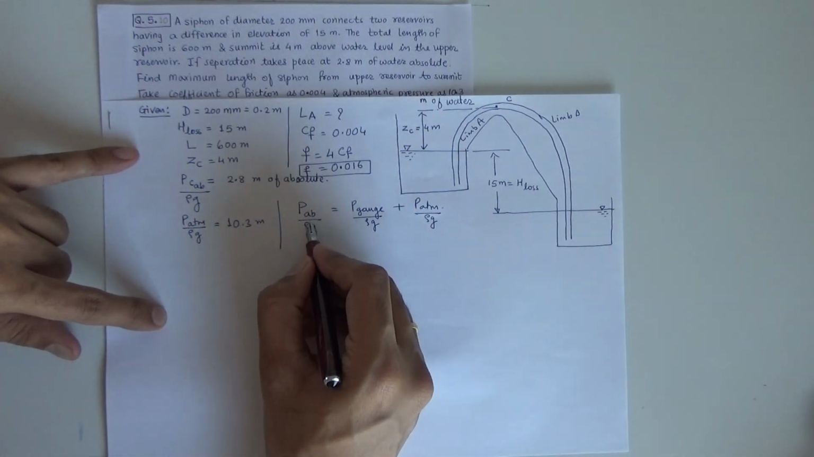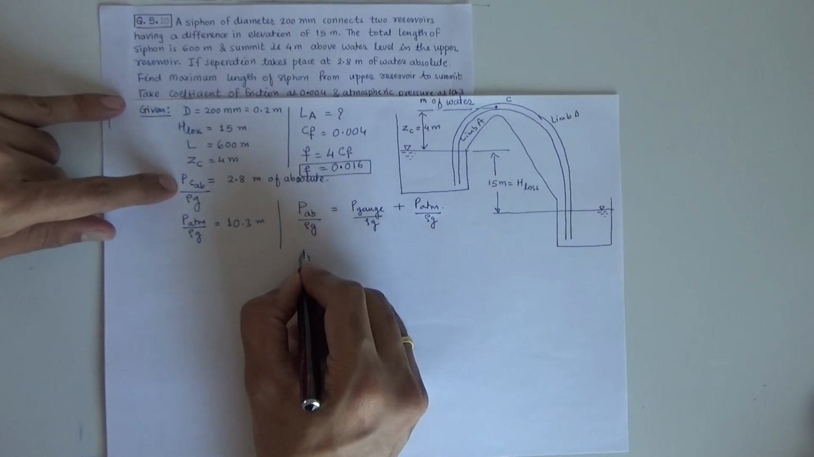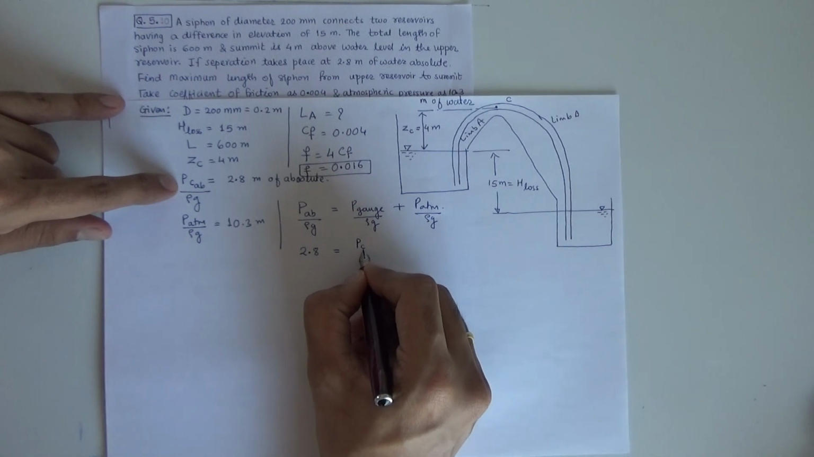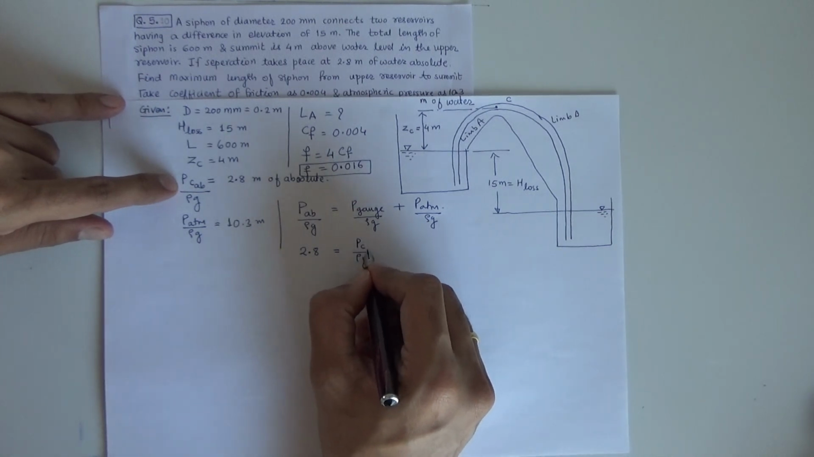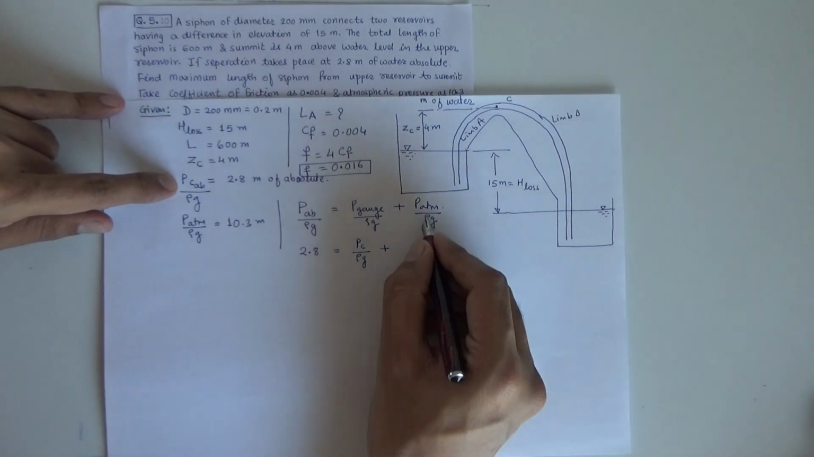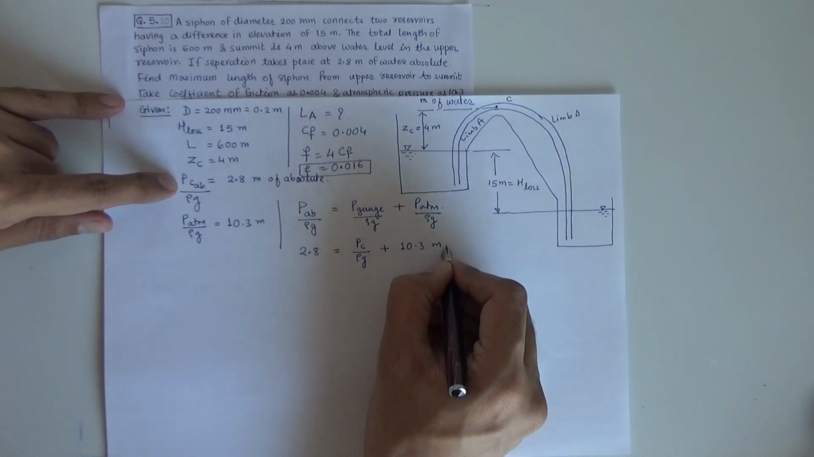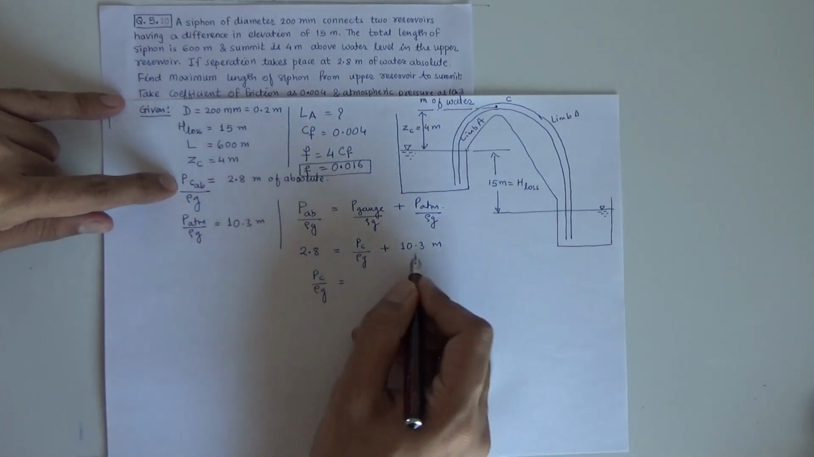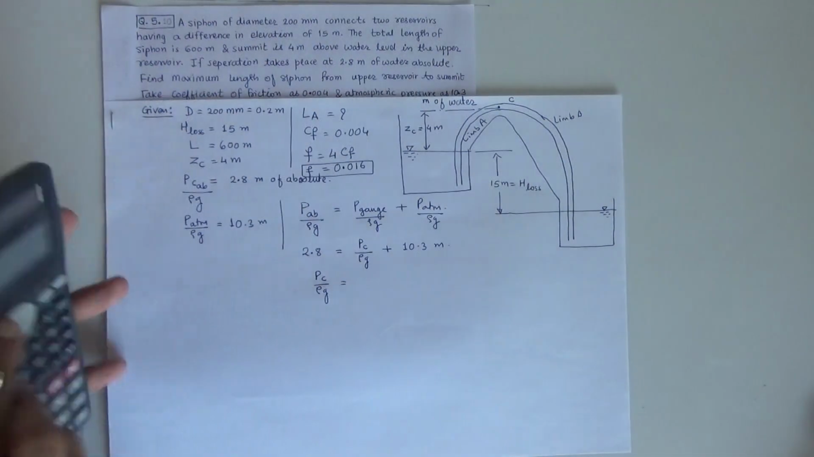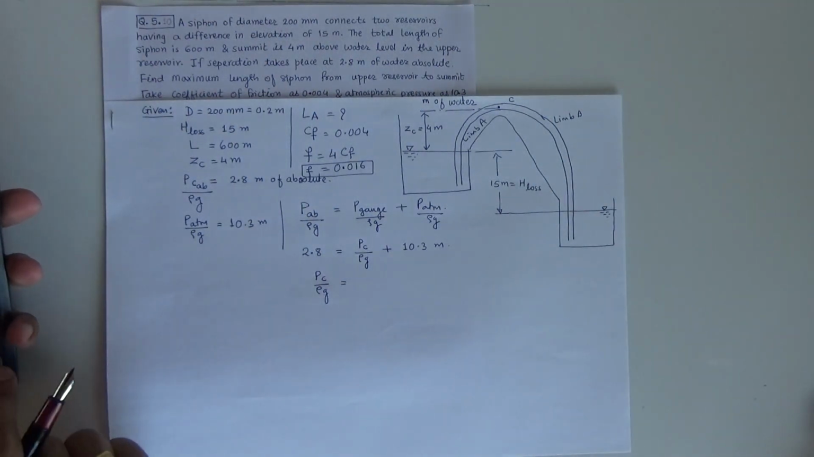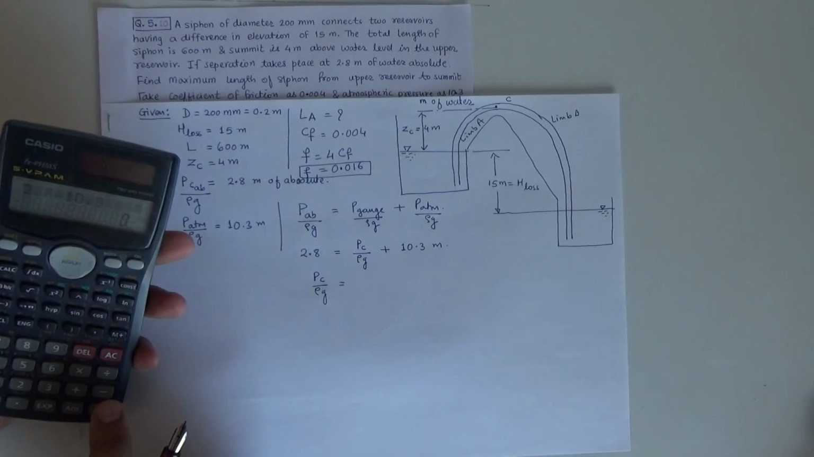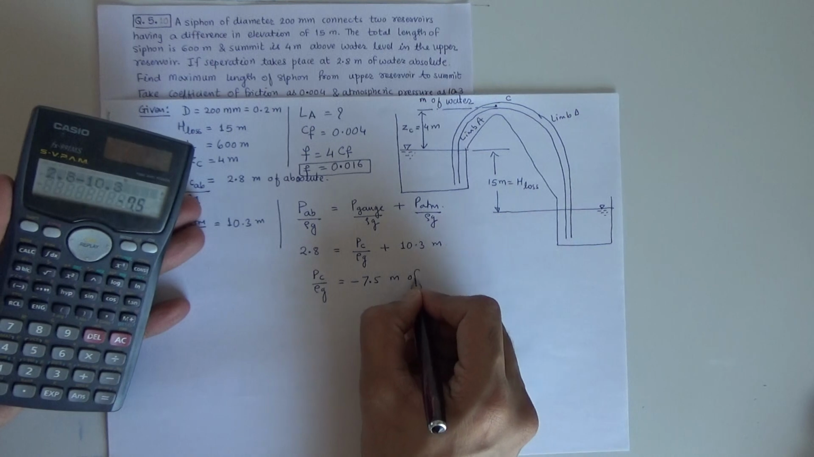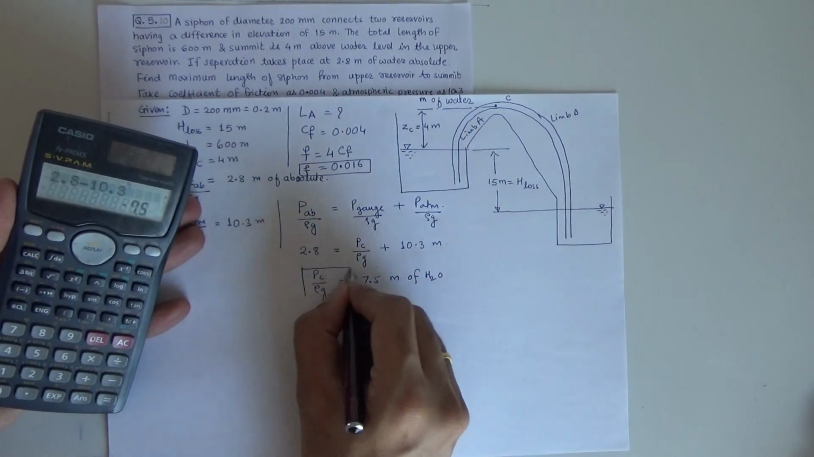Now P absolute upon rho g is given to us, that is 2.8, and P gauge means PC gauge upon rho g. We want this value, plus P atmosphere, which is 10.3 meter. So finally we will get PC upon rho g as 2.8 minus 10.3, which is minus 7.5 meter of H2O. So this is the pressure at the summit.